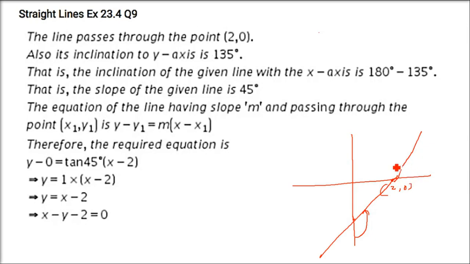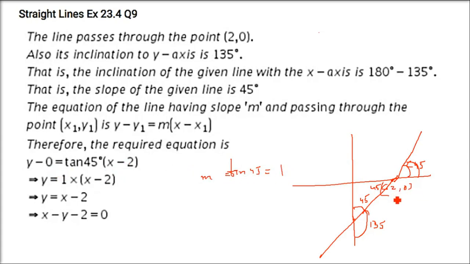So 2, 0 is on the x-axis, and 135 degrees it is making from the positive y direction. So this angle is 45 degrees now. If this is 135, this is 45, and this will also be 45, because 180 minus 135 is 45, since 90 is there. The angle between the coordinate axes is 90 degrees, and vertically opposite you are going to get 45 degrees. So you have m equals tan 45 degrees.